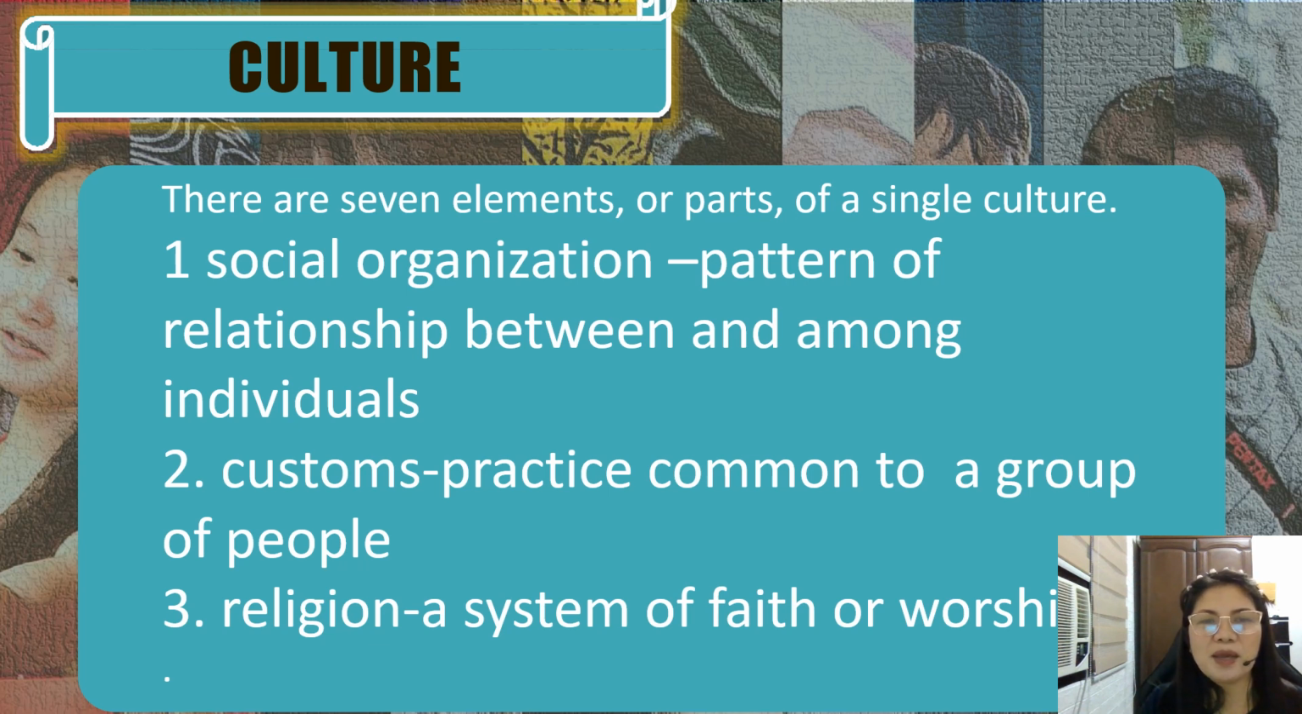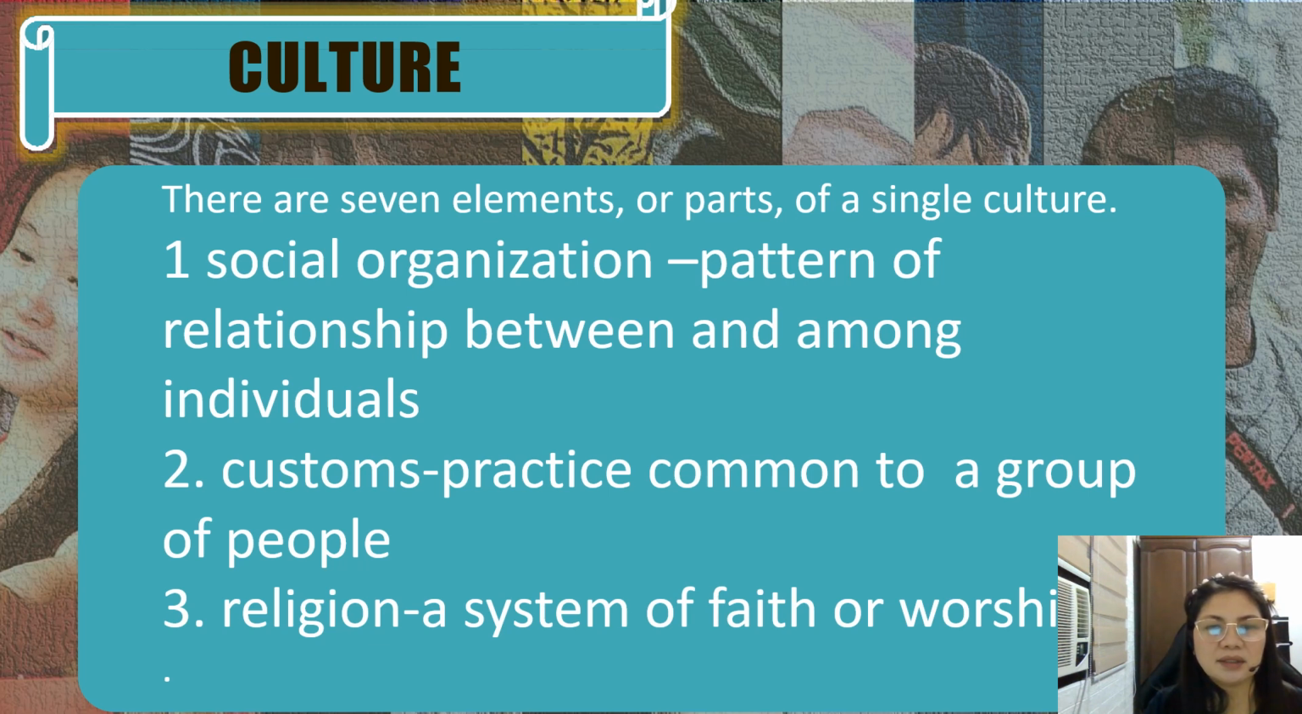So culture is made up of 7 elements. Number 1, social organization, which is defined as the pattern of relationship between and among individuals. As you can say, culture is developed when people interact. So a good example of this are school, business, college, hospitals. So when people interact, it forms a social organization, thereby forming culture.